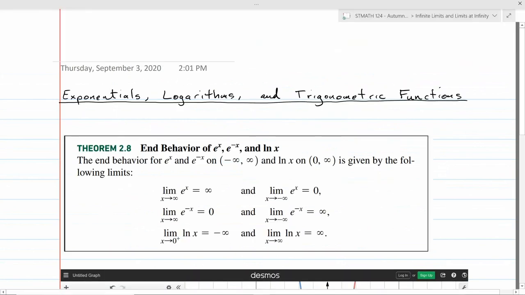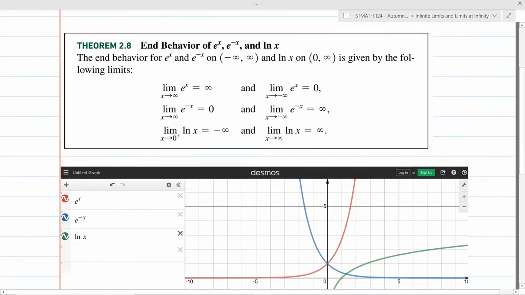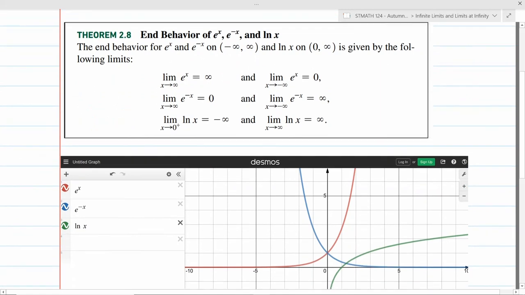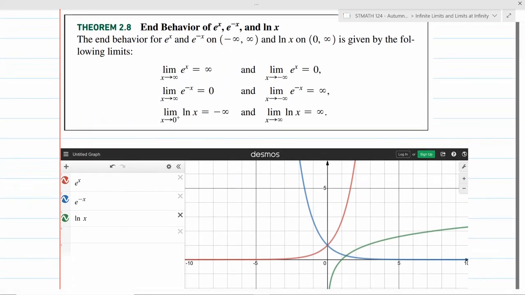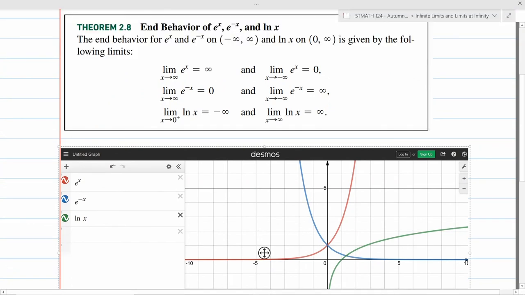Okay, one last little topic within this idea of limits at infinity and infinite limits. There's a couple of functions that we haven't been talking too much about so far, but those are exponential functions and logarithms. This is just a little summary of the behaviors. Here in yellow, it's the end behavior of the exponential function e to the x. So as x goes to infinity, e to the x goes to infinity. Below, that's the graph in red.